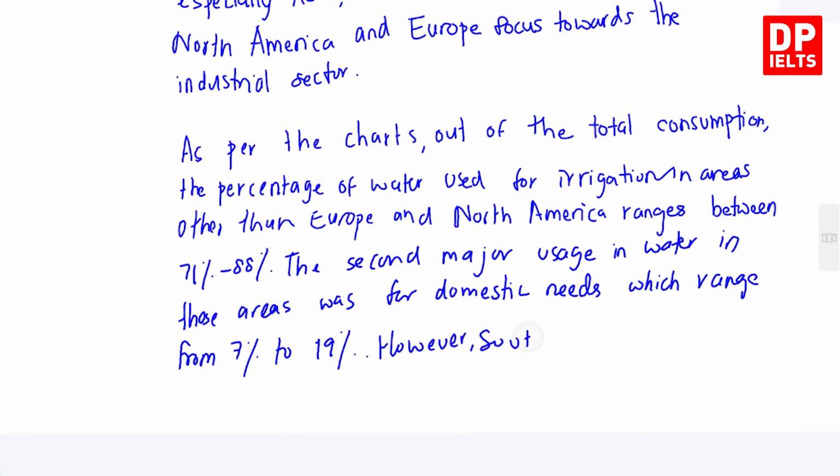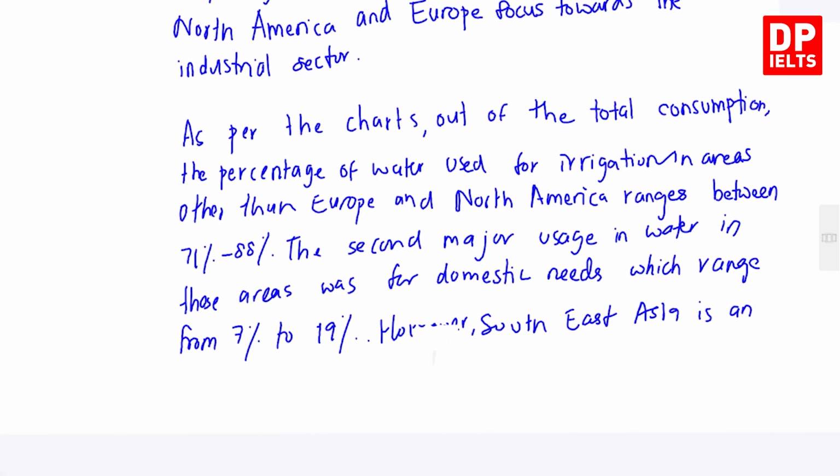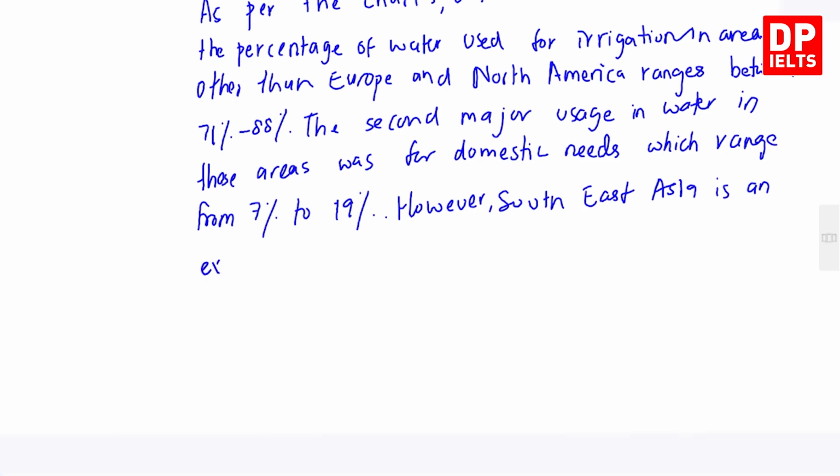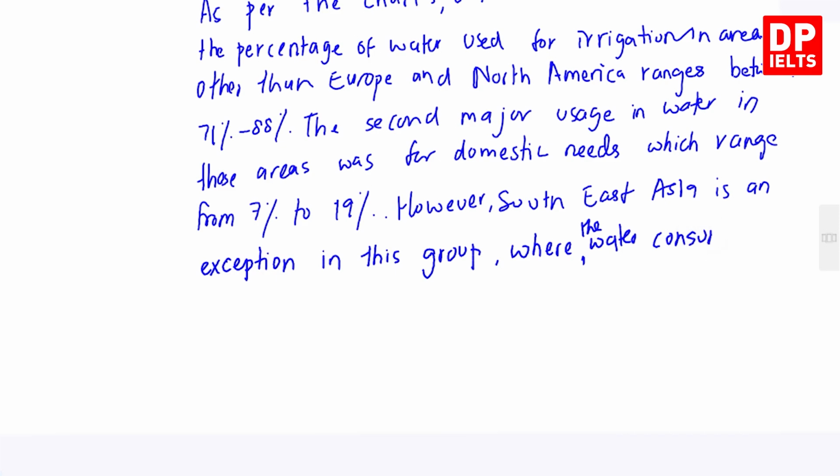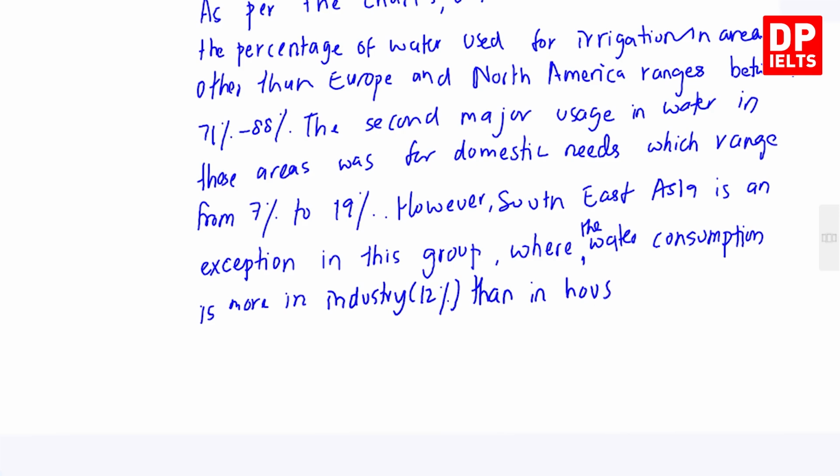However, Southeast Asia is an exception in this group, where the water consumption is more in industry, that is 12%, than in houses, which was 7%. Okay.